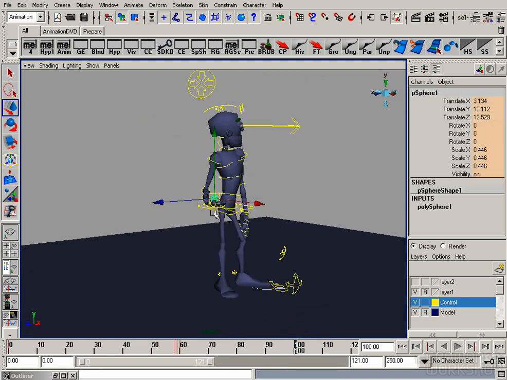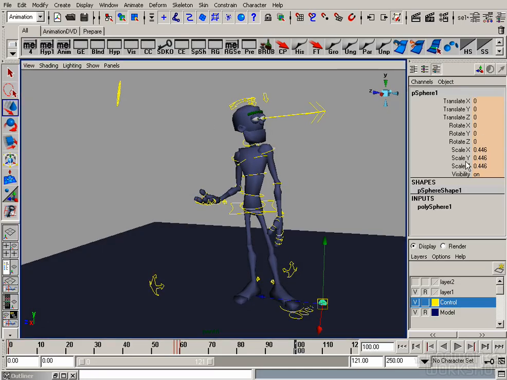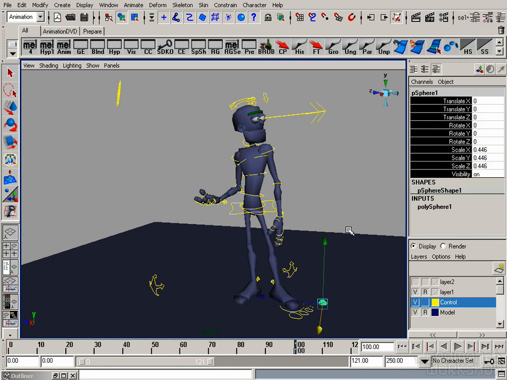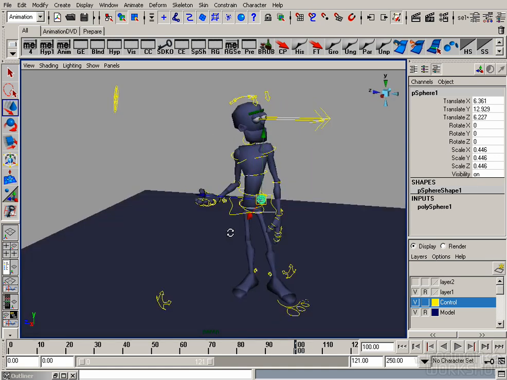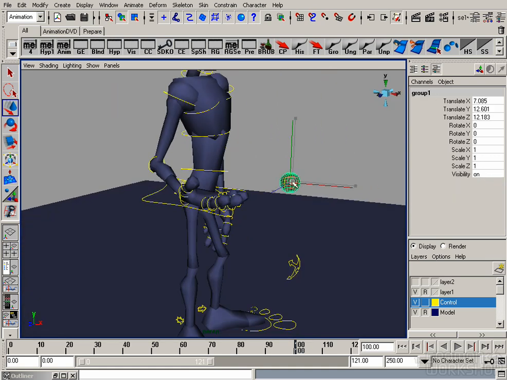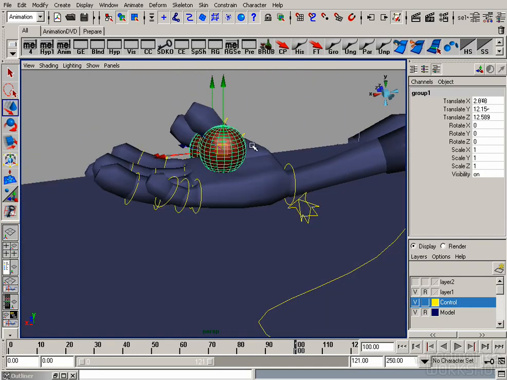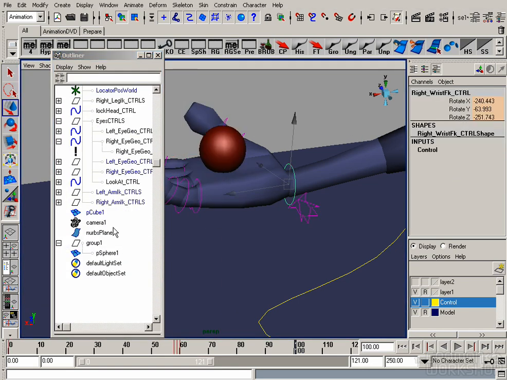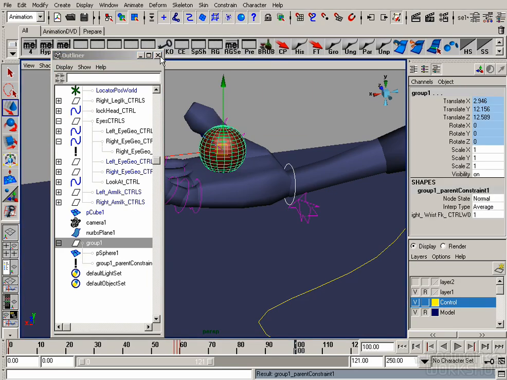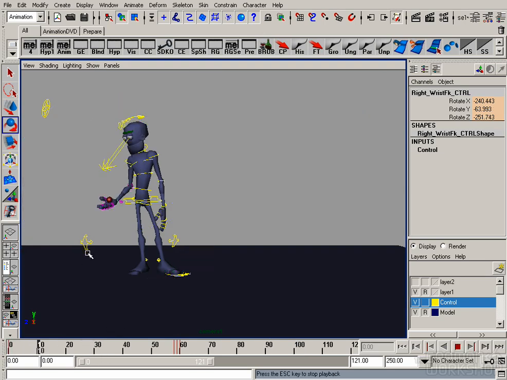Center the pivot of both to itself, just center it. Then we go to 0, 0, 0. And now I will not constrain the ball itself to the hand, I will constrain the group over the ball to the hand. So I can still animate the ball while the group over the ball is constrained to the hand. So let's do it. First, select the hand, select the group of the ball, parent constrain it. This should be it. Perfect.